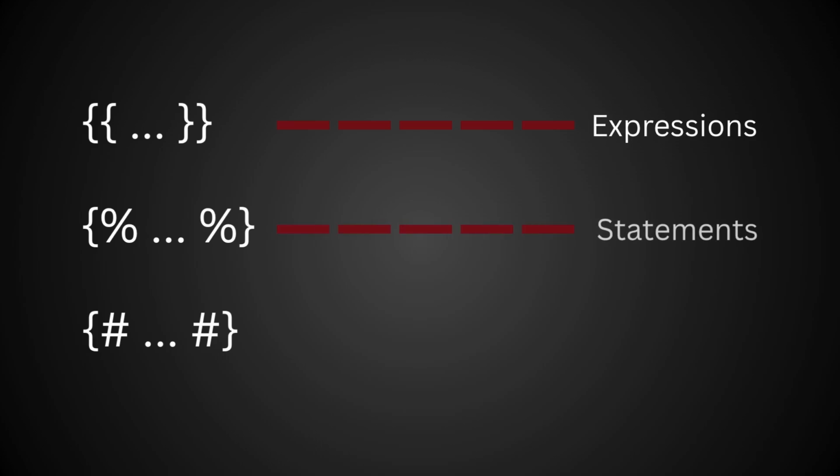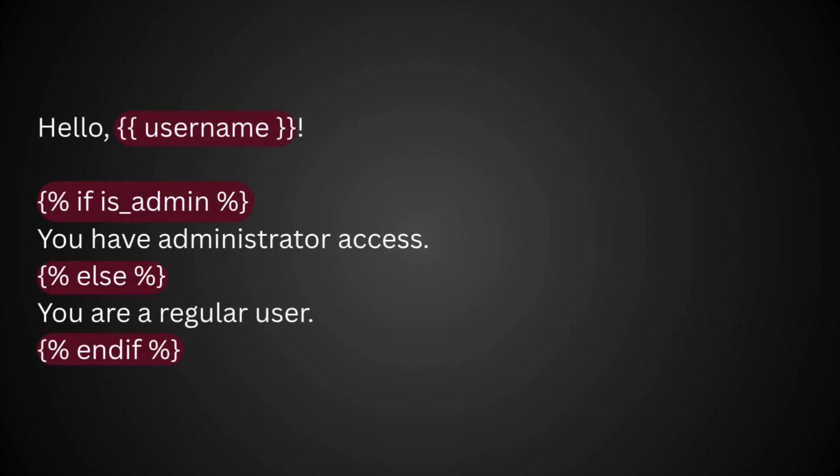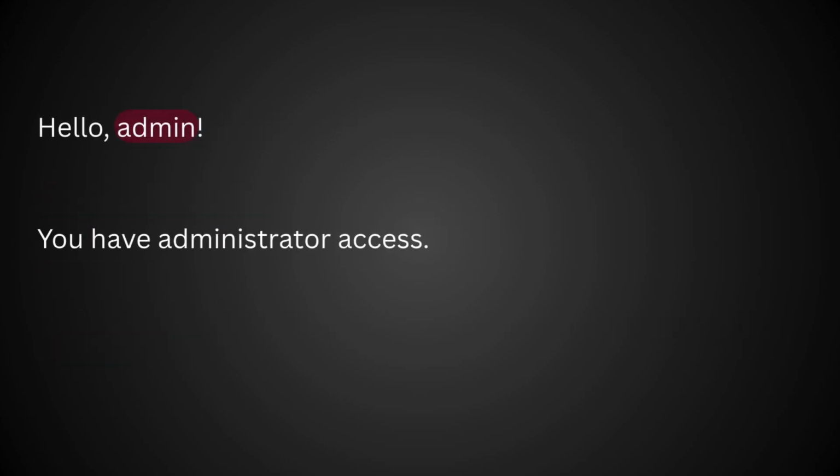There are three main types of placeholders you'll use in Jinja. First, double curly braces are used to insert values or expressions right into your template. Next, curly braces with percent signs are for writing logic, like loops or if statements. And finally, curly braces with a hash symbol are for comments, which won't appear in the final output. These placeholders let you turn plain templates into dynamic content, automatically filling in values and handling logic for you.